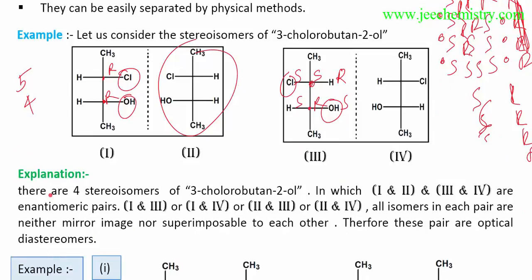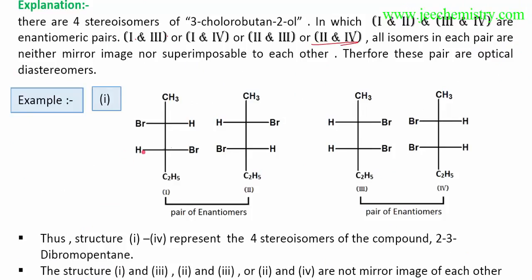I will explain. There are 4 stereoisomers of 3-chloro-2-ol, in which 1st and 2nd, and 3rd and 4th are an enantiomeric pair. 1 and 3rd, 1 and 4th, 2nd and 3rd, 2nd and 4th: all isomers in each pair are neither mirror image nor superimposable to each other. Therefore, they are optical diastereomers. I have already explained, these are enantiomeric pairs.